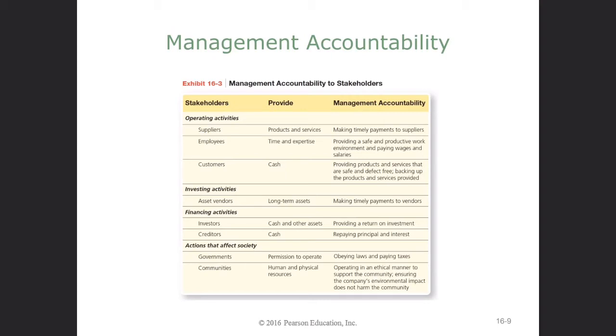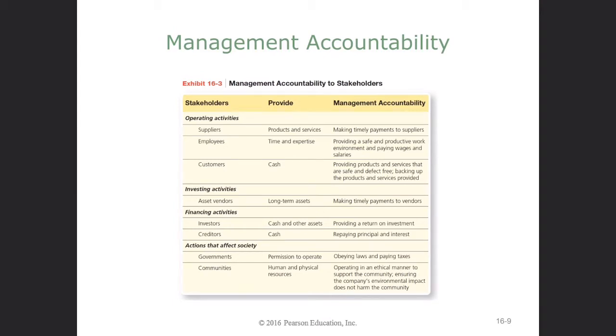Management has an accountability to their stakeholders. So when we break down the different activities within a company, we have our operating activities, investing activities, financing activities, and then there are different actions that affect society.